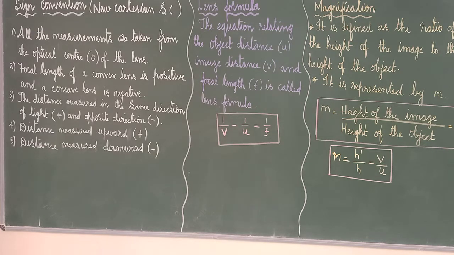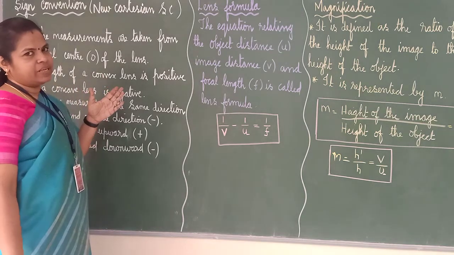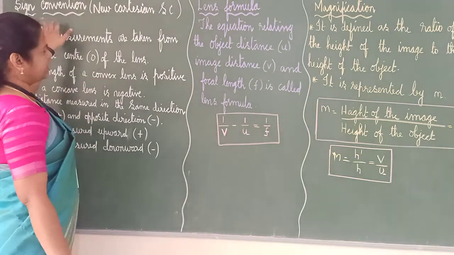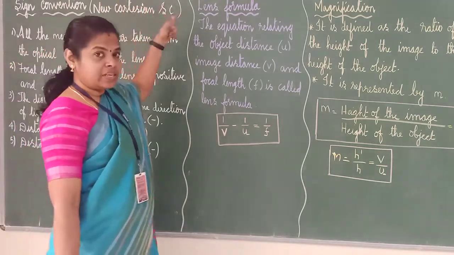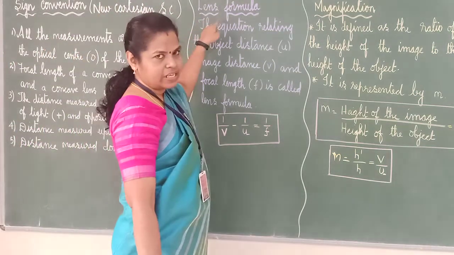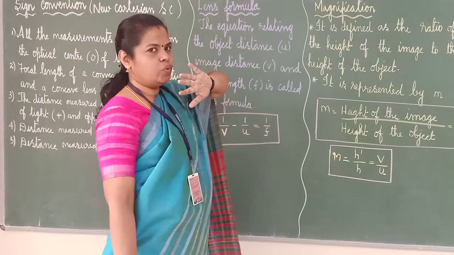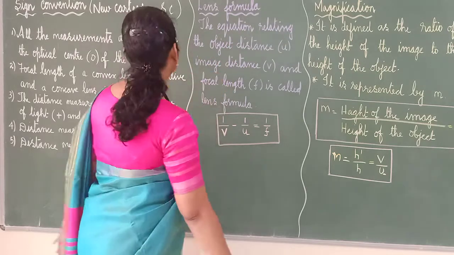Good morning, children. The next part is three important things. We have studied mirror, sign convention, and then the mirror formula. Here we are studying lens formula and magnification. How will it be? Okay? Shall we see all these three?